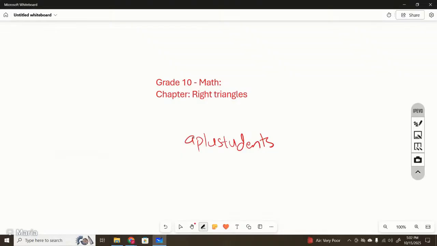You have to log in there using your email address and password as provided by the administrator. Then you have to select math from the subject tab. Scroll down to grade 10 math and then click on view all lessons. There you can find a list of the chapters. We're going to start with the chapter right triangles.